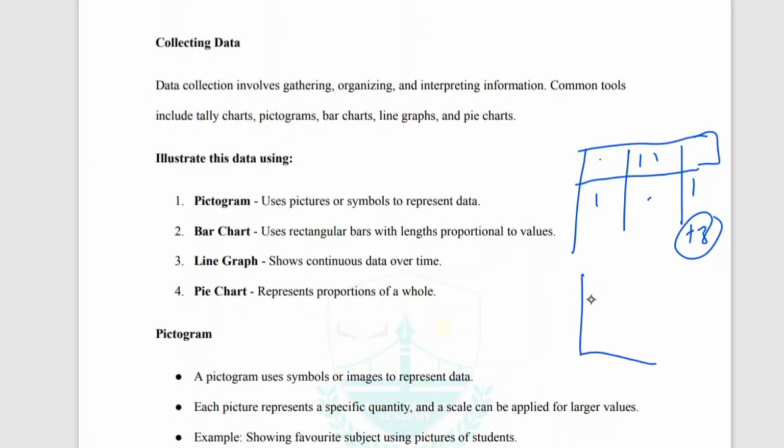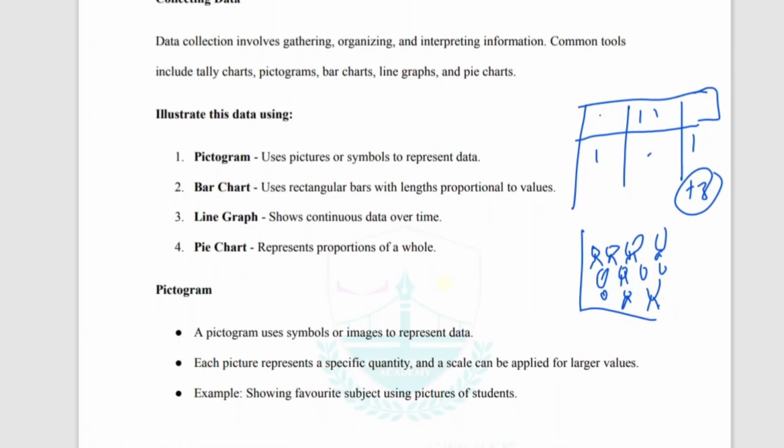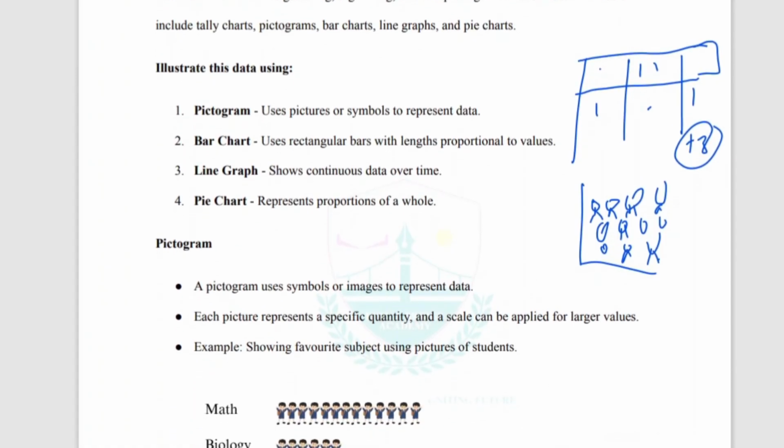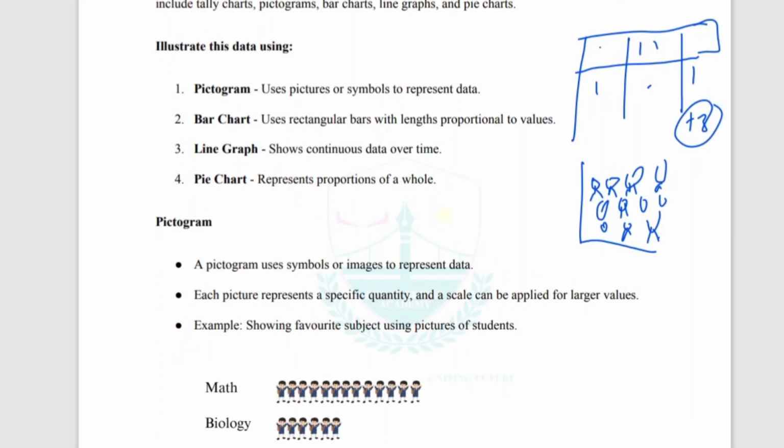So for example, if I'm representing balls on my pictogram, I will use balls to represent the data. If they are students, I need to represent them with students. I can't represent students with balls. So we use a pictogram when we use pictures or symbols that represent that certain variable, that type of data. Then you can also use the bar chart, the line graph, or the pie chart. So let's look at it in detail here.